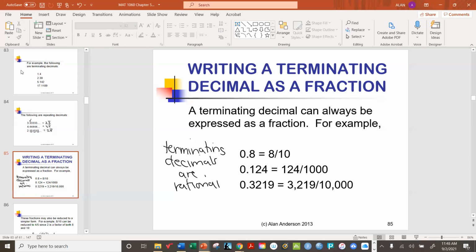So in other words, these are all rational numbers, 0.8, 0.124, and 0.3219, because we can rewrite them as a ratio of two integers. Even though they may not look like it, these are all rational numbers. Now, certainly you can reduce these, but there's no point. For example, the second one is clearly 62 over 500. It doesn't matter. You only need one ratio to prove that they're rational.